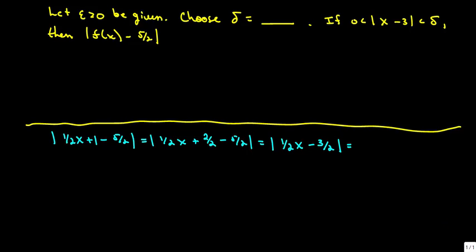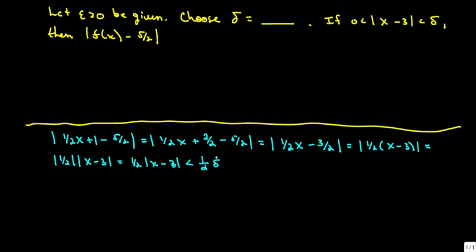If we continue, we can factor out a half on the inside here, and we're going to get x minus 3. That, by the way, is what we wanted up here. So this is going to be equal to the absolute value of a half times the absolute value of x minus 3, which is equal to 1 half times the absolute value of x minus 3. Now, the absolute value of x minus 3 is less than delta, which means that this expression has to be less than 1 half of delta.